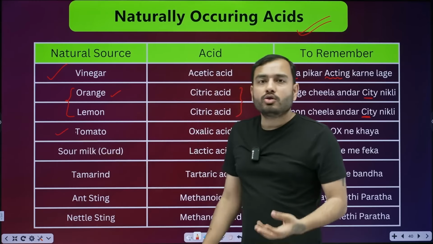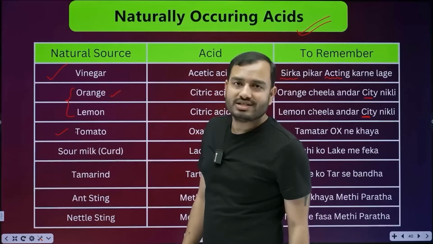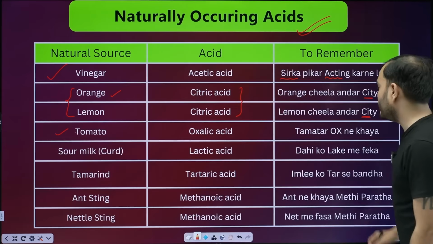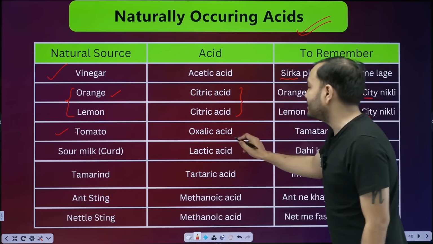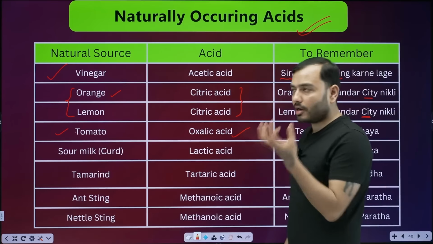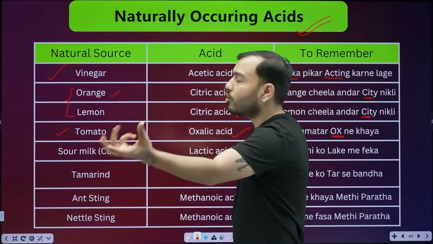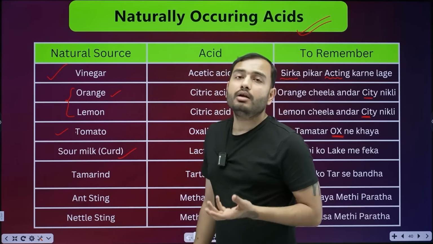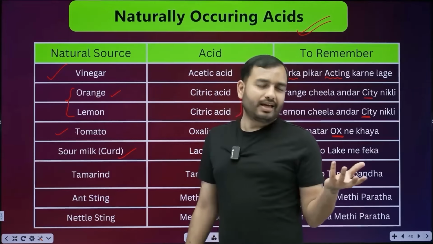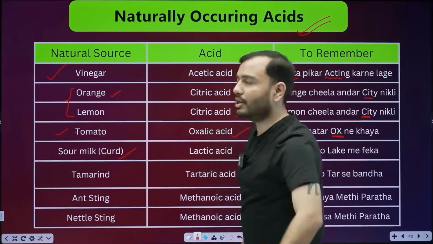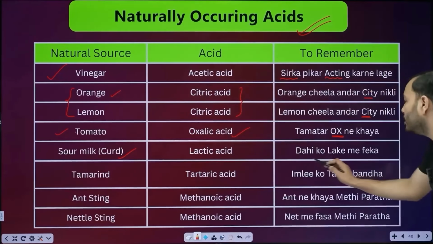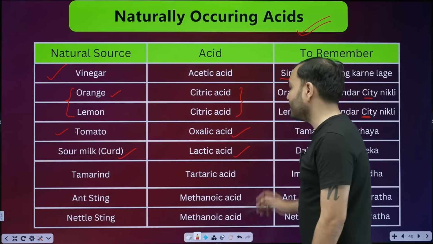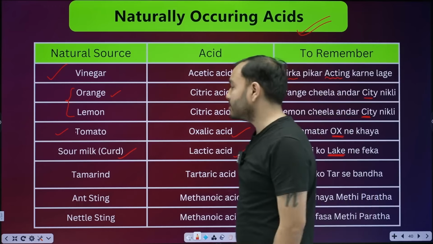Next is tomato. So we took tomato and fed it to the ox. Tomato ox ne khaya. Ox means oxalic acid. Actually, you have to memorize it all. Imagine a tomato. You will go out and feed an ox. So oxalic acid. Sour milk. That is curd. Dahi. Milk has gone sour. What do we do? We throw it in the lake. Dahi ko lake mein fek diya. Lake means lactic acid. Lactic acid.